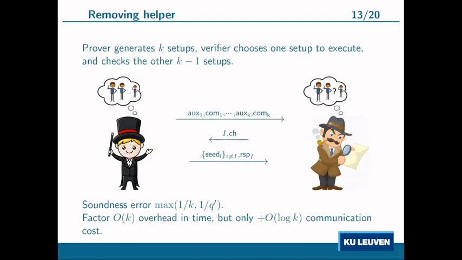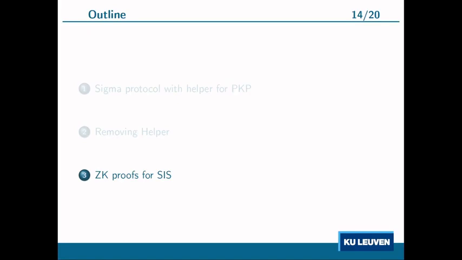It also looks like the proof size will increase by an amount that is linear in k, because the prover has to send k sets of auxiliary information and k commitments. But this can be optimized away, and the proof size can be increased by an amount that is logarithmic in k. In the last part of the video, we will talk about how we can use our work as a more efficient alternative to Stern's protocol for SIS and many other lattice-based relations.